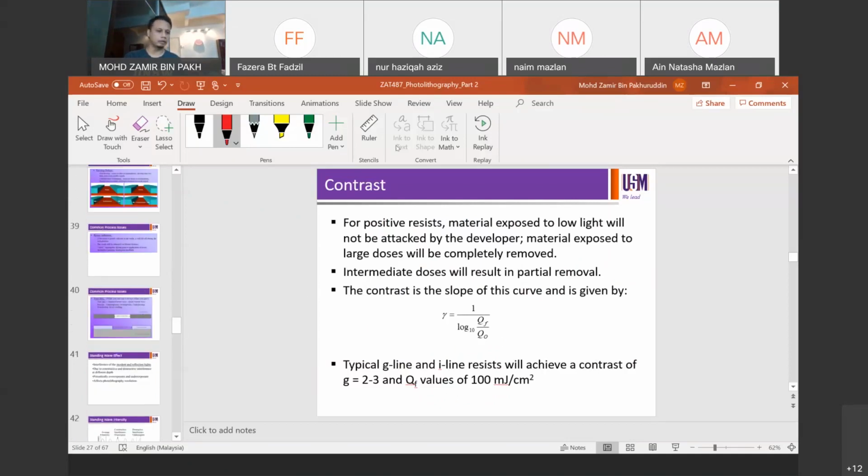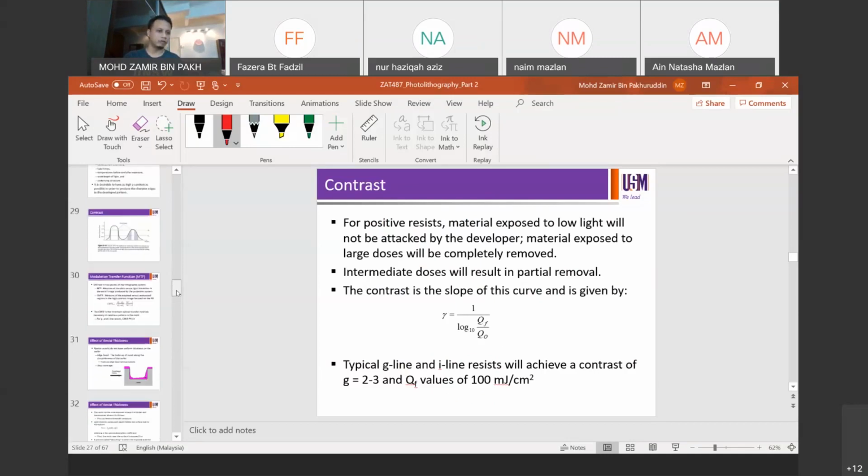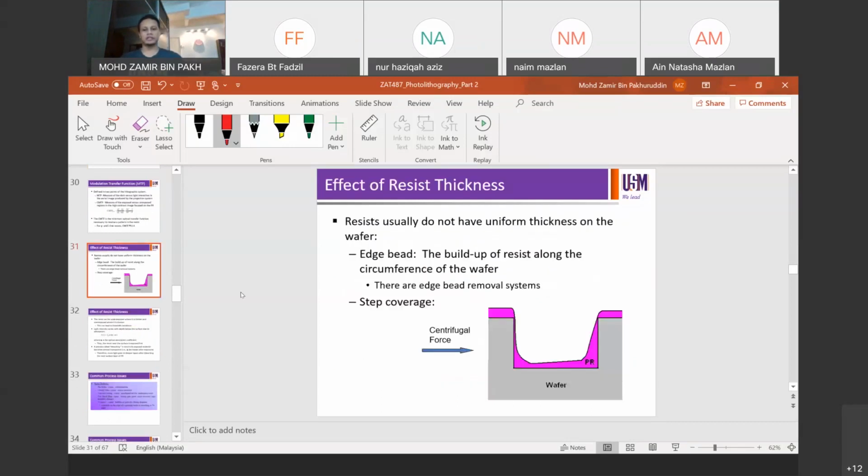Faham eh? Right. So, all right, contrast. Kita dah cover contrast, so I'll just skip this. So, effect of resist thickness. When we spin the resist on a planar structure, so you have resist to be spun on planar silicon, it's quite straightforward because the distribution will be uniform. It's going to be conformal on planar structure.